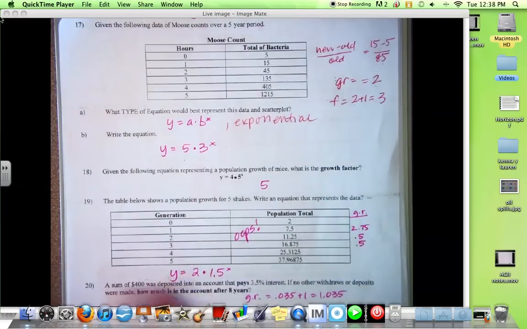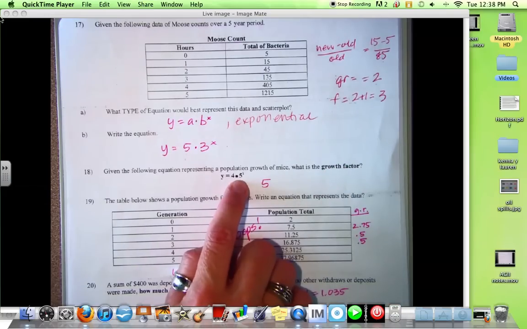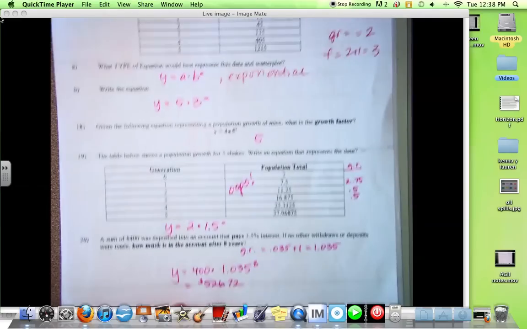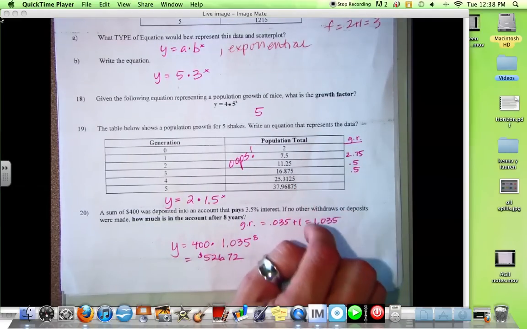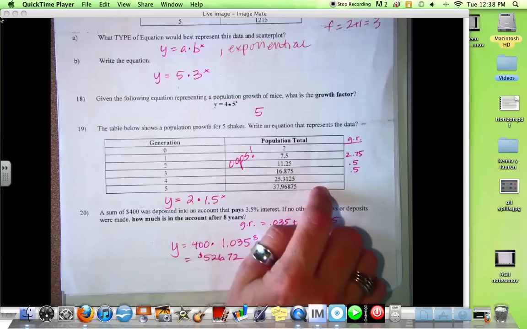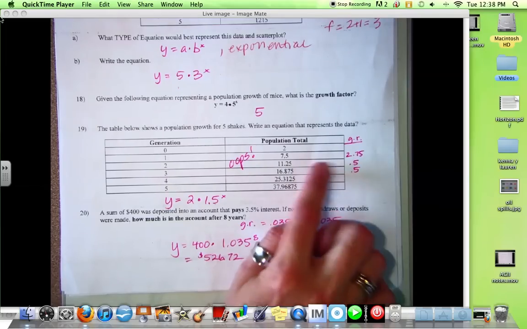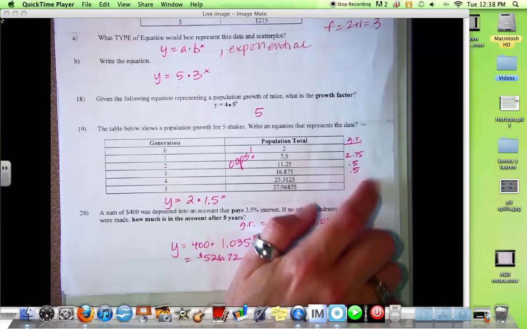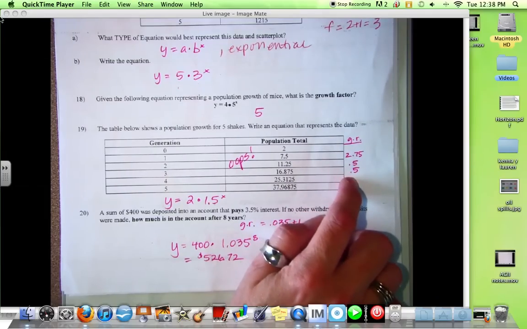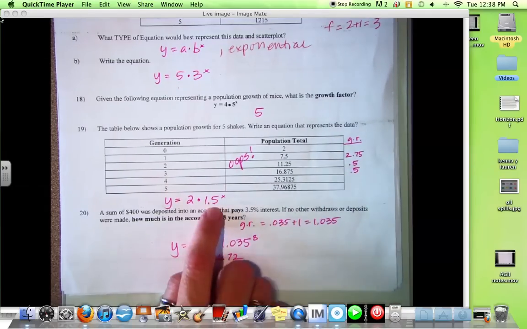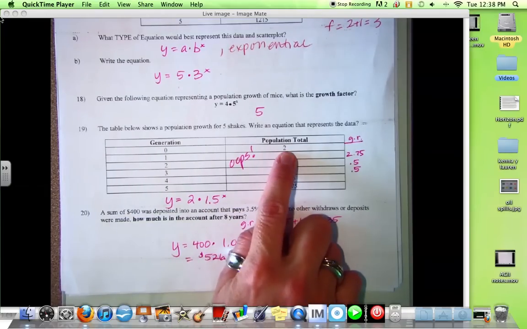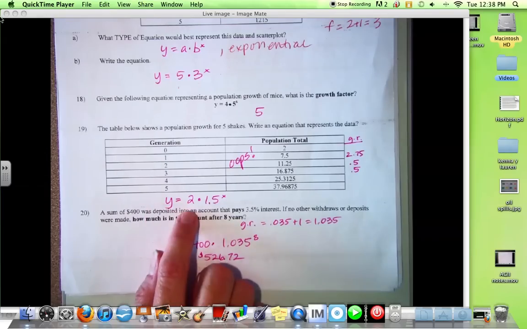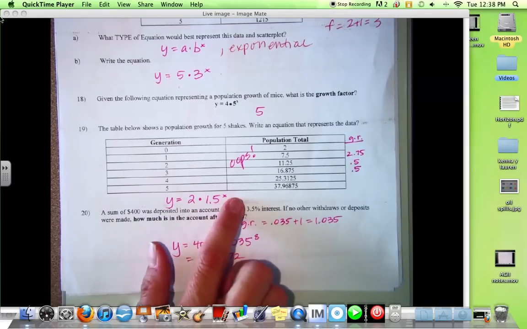18, what is the factor? Your factor is 5, right there in your equation. 19, these were supposed to be all nice, consistent growth rates, but the first one wasn't, the rest of them were. So, I took the consistent growth rate, 0.5, added 1 to it to find my factor, and we started with 2. So Y equals 2 times 1.5 to the X.